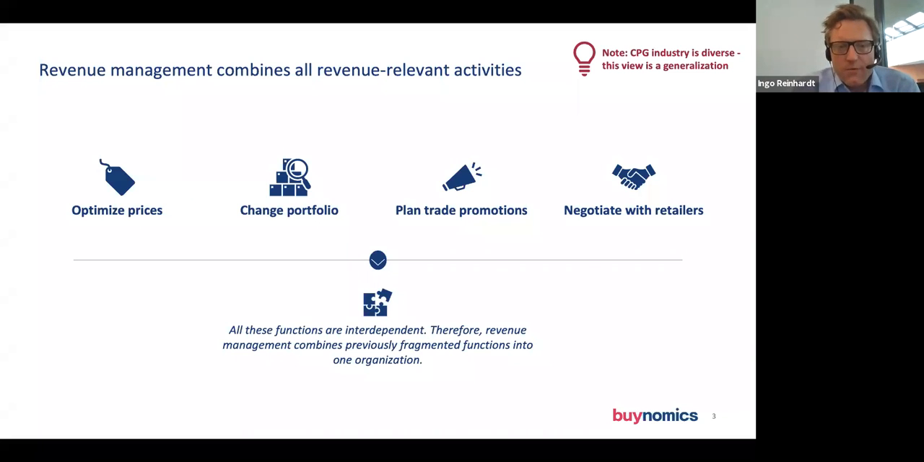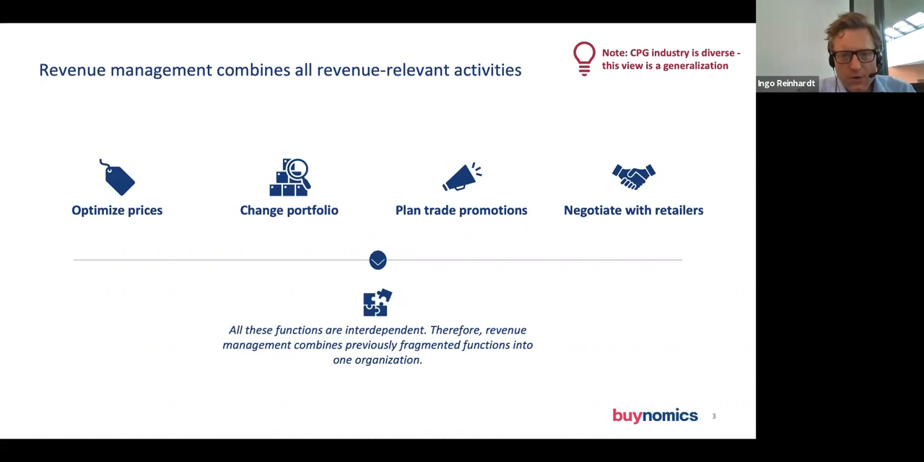So price decisions are often taken, for example, in marketing or product marketing. Then there are portfolio or pack architecture decisions that are relevant for revenue management. Then, of course, there are the trade promotion decisions. So how much discount should you give, what products should be in a promotion, when should you have a promotion, what type of promotion should you have, and of course also the question of how to negotiate with your retailers, how much discount to give, how many bonuses or other incentives to give for certain tasks that a retailer might do to help you with your business. And these 4 challenges are being brought together under the revenue management role.